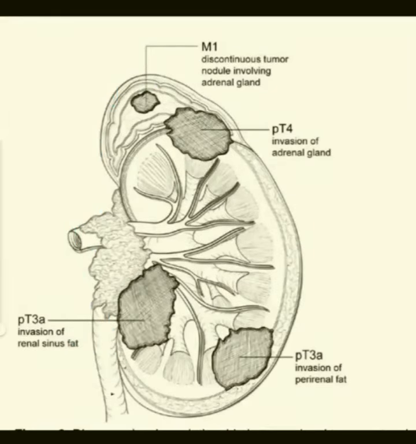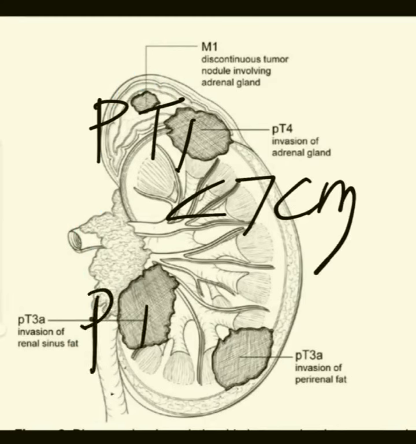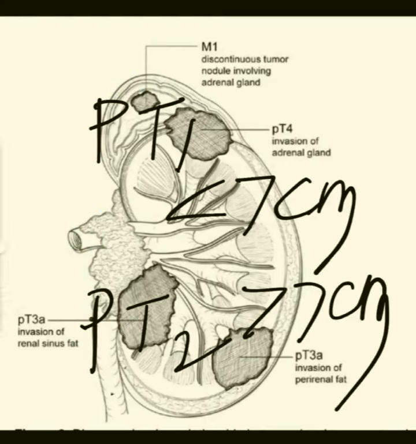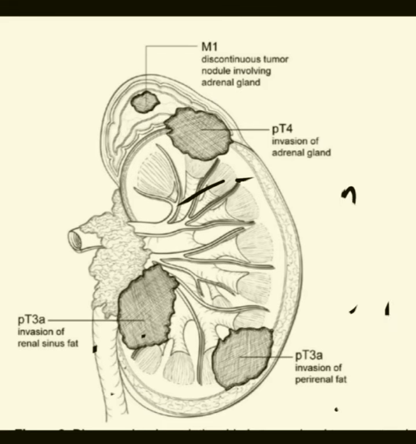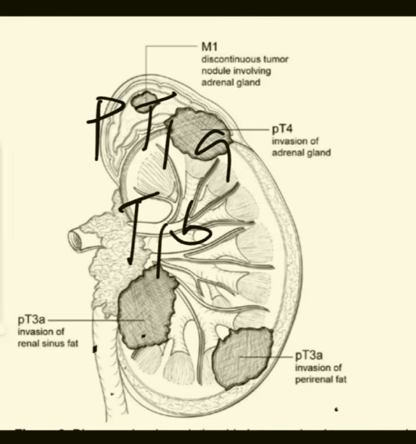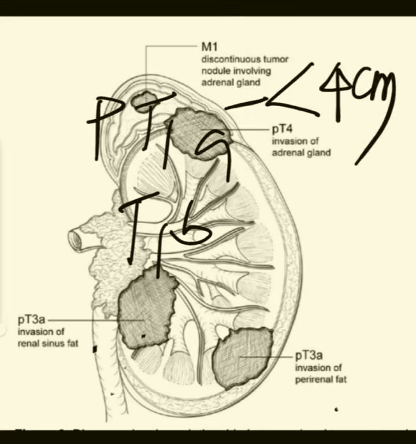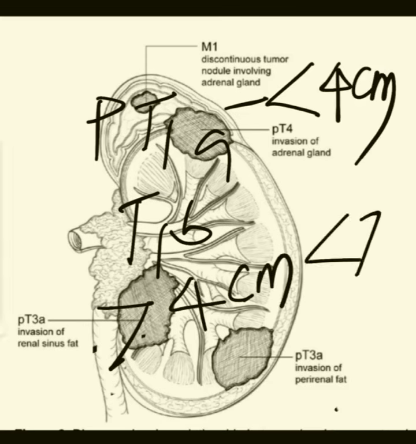Now, when do we call it pT1? So pT1 is when the tumor size is less than 7 centimeters, whereas pT2 is when the tumor size is more than 7 centimeters. The pT1 and pT2 are further subclassified. Now, pT1 can be either pT1a or pT1b. So pT1a is when the tumor size is less than 4 centimeters. pT1b is when the tumor size is more than 4 centimeters but less than 7 centimeters.